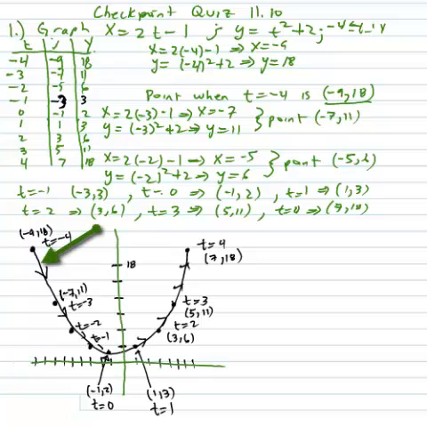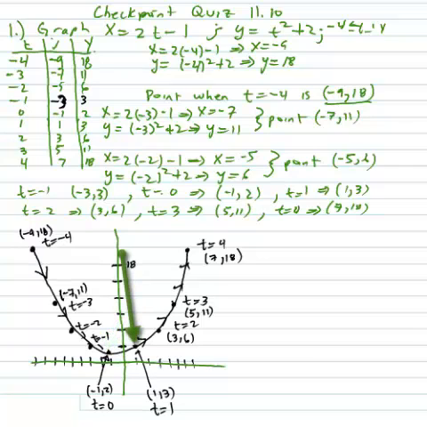The first point is at (negative 9, 18), and it corresponds to t equals negative 4. The next point is at (negative 7, 11), and that corresponds to t equals negative 3. The next point is at (negative 5, 6), corresponds to t equals negative 2. The next point is at (negative 3, 3), and corresponds to t equals negative 1. The next point would be at (negative 1, 2), corresponds to t equals 0.